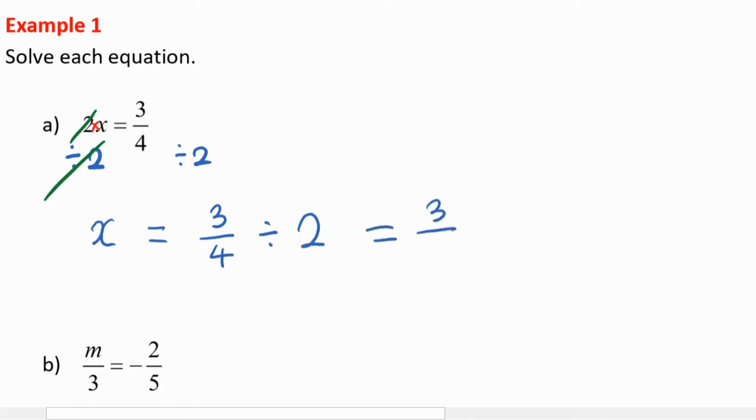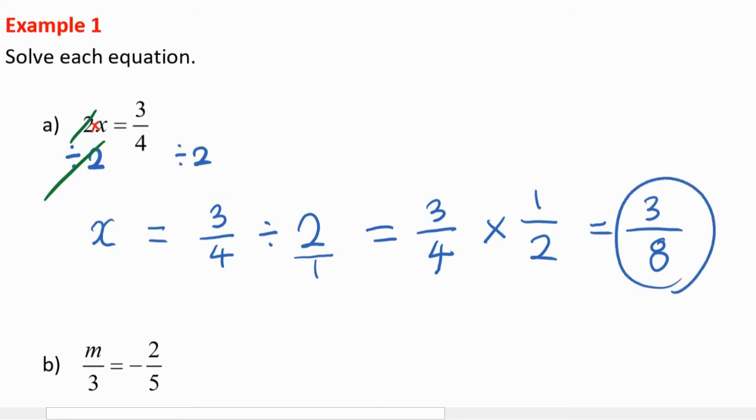All right, then 3 over 4, we use keep, change method. Keep 3 over 4, change the middle, and flip 1 over 2. Keep, change, flip method. Okay, so when you have 2, 2 is the same as 2 over 1. When you flip it, it becomes 1 over 2. Now I have 3 times 1, 4 times 2. It's not reducible, and this is the simplest form, lowest term. So this is the answer.